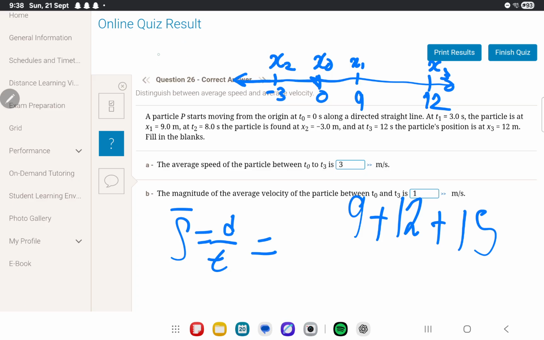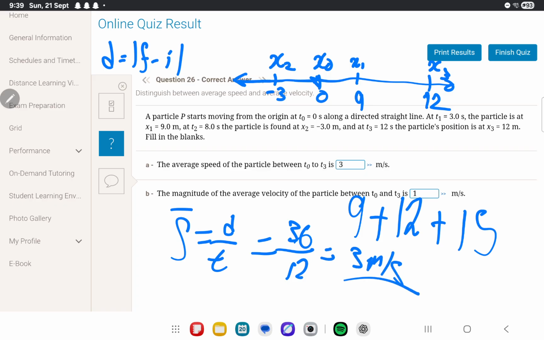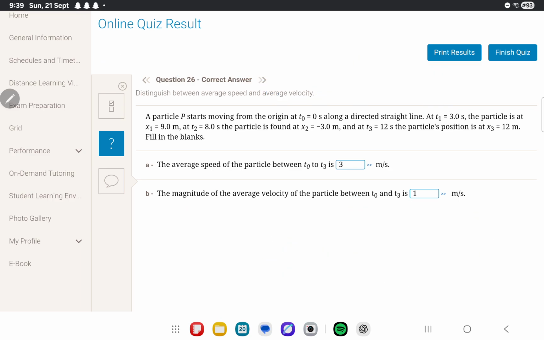Now, be aware of the signs. If your initial was negative 3, the distance is equal to the absolute value of final minus negative 3, so these two become a positive. Now add all of these up together: 9 plus 12 plus 15 is 36. The time, as we said, is 12 seconds. So 36 over 12 is 3 meters per second. That's my final answer.